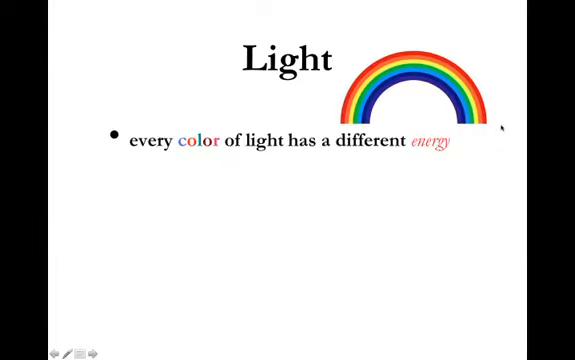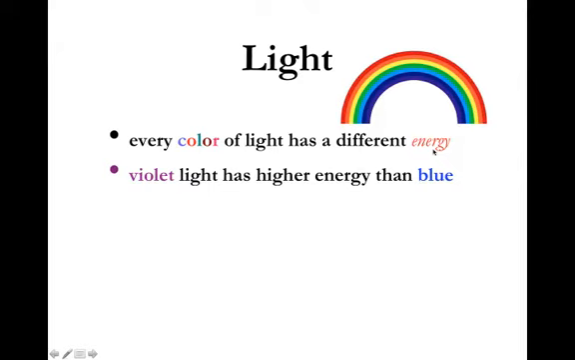The first thing I want to tell you is that every color of light has a different amount of energy associated with it. And again, this may be news to you, it may not be news. If it is news to you, you're just sort of going to have to take it on faith that every different color of light has a different amount of energy associated with it. What I mean by that is that violet colored light, or purplish light, has a higher energy than blue light.